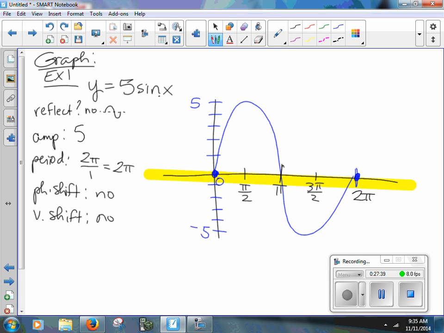What would be the ordered pair for the max and min? Oh, you need to know that. You don't even need it. If I asked you just for kicks and giggles, what would the maximum ordered pair be? Pi over 2, 5. What's the minimum? 3 pi over 2, negative 5, right? I do not require you to write that on there. But for kicks and giggles, that's what they are.